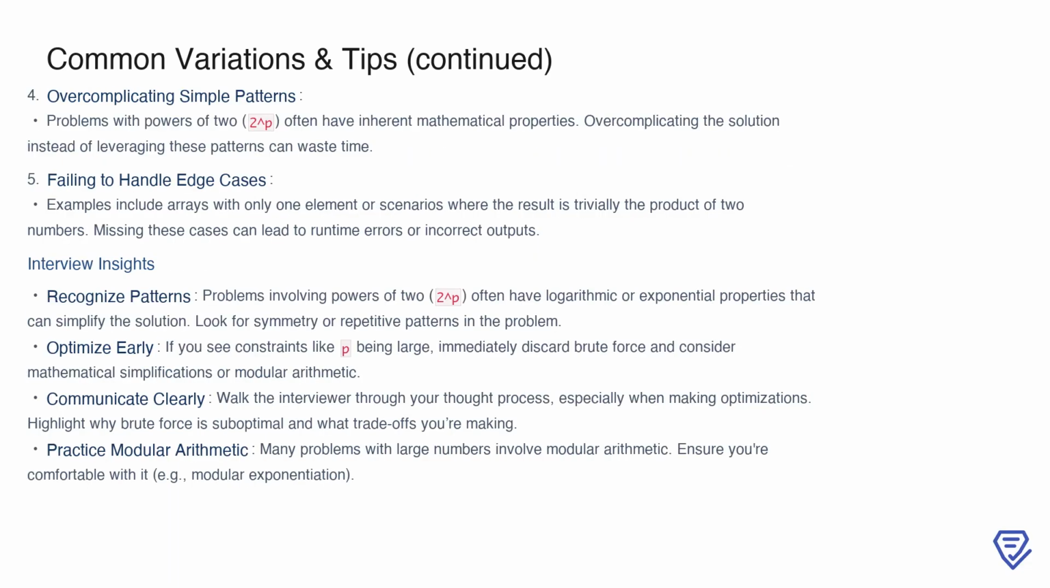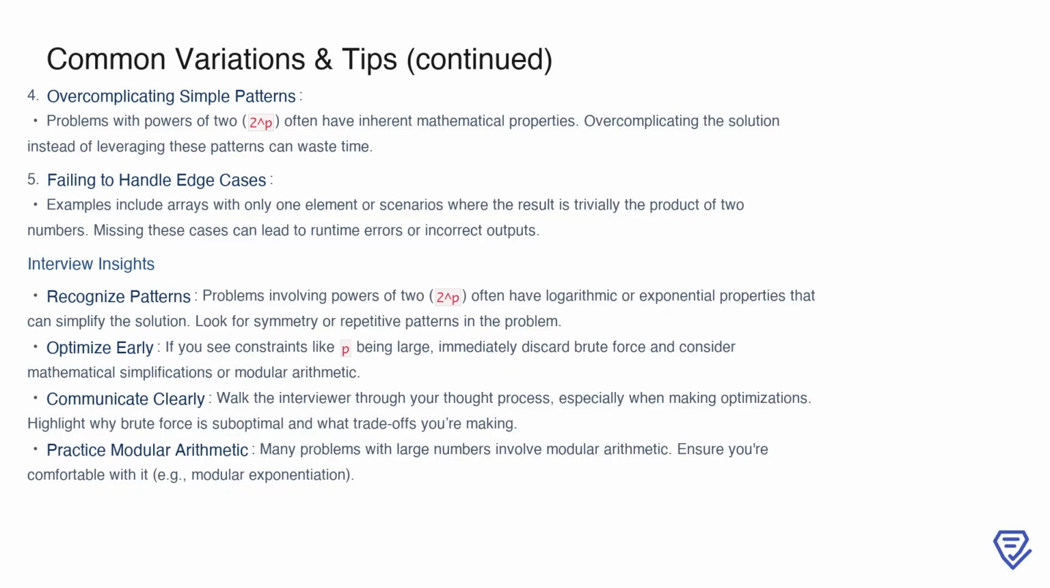Another mistake candidates make is overcomplicating simple patterns. Problems involving powers of 2, like 2^p, often have inherent mathematical properties that can drastically simplify the solution. Overlooking these patterns and trying to solve the problem in a more complex way can waste valuable time. It's also important to handle edge cases thoroughly, such as when the array contains only one element or when the result is the product of just two numbers. Ignoring these cases can result in runtime errors or incorrect outputs.